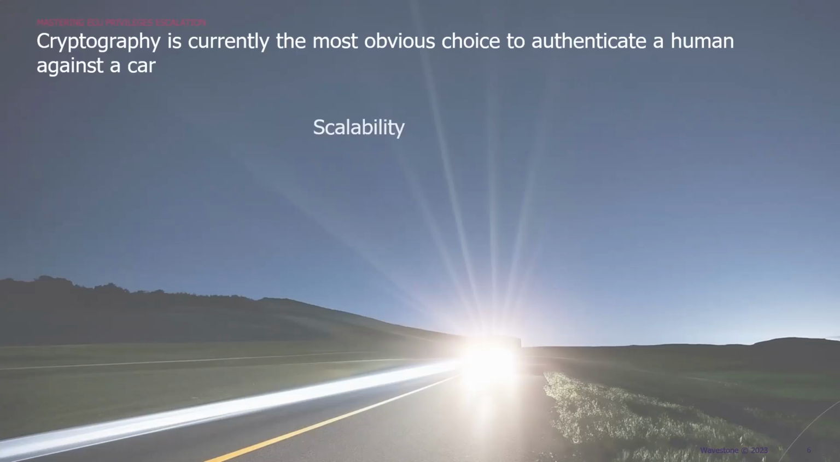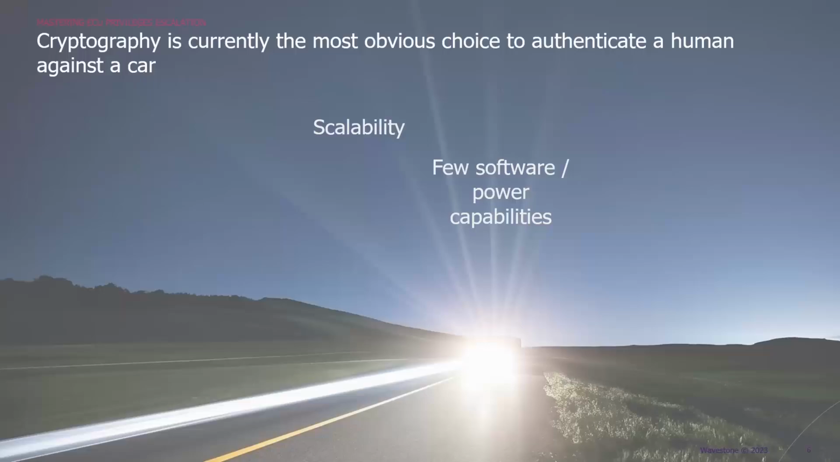Why? Because first, you need to be scalable. You put roughly 1 million, up to 5 million for the biggest car manufacturers, cars on the road every year, so you need something that works on your whole fleet. Then the ECUs, much like in the ICS industry, have really few software and power capabilities. They cannot do complex computation, they cannot retain a large number of secrets, so you need to adapt to that. That's my beam of constraints here.